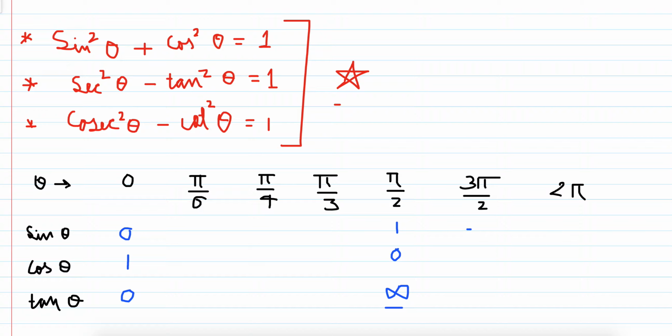And for 3 pi by 2, it's minus 1 and 0. Oh, I have missed pi here. So pi is 180 degrees. So for 3 pi by 2 again tan will not be defined, minus 1 upon 0. For pi, sine is 0, cos is minus 1. So tan will be 0 upon minus 1, that is 0. And for 2 pi again, sine 2 pi is same as this 0 degree. So we can directly copy the values from 0.